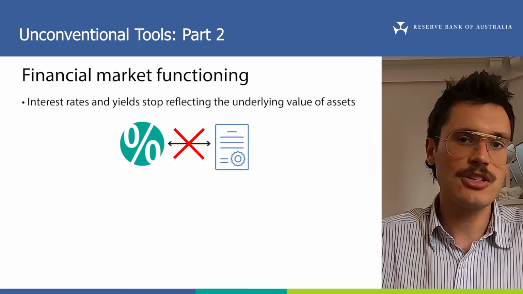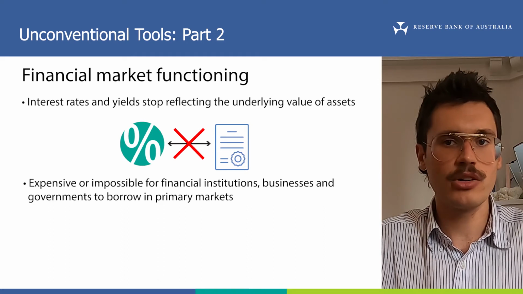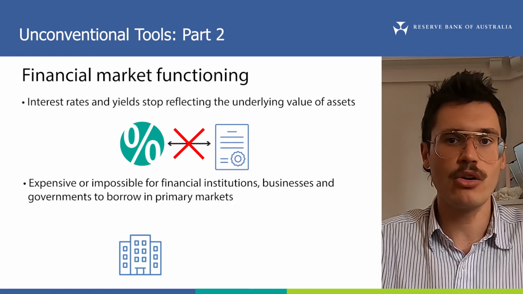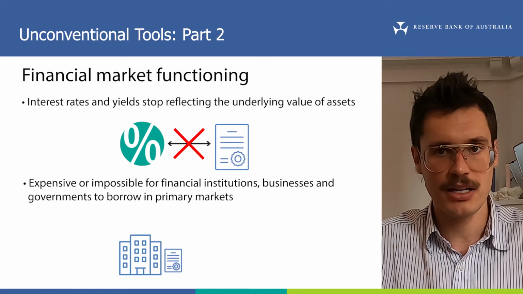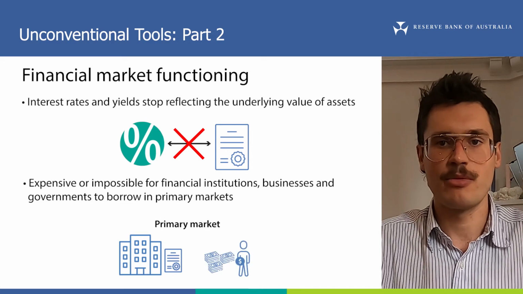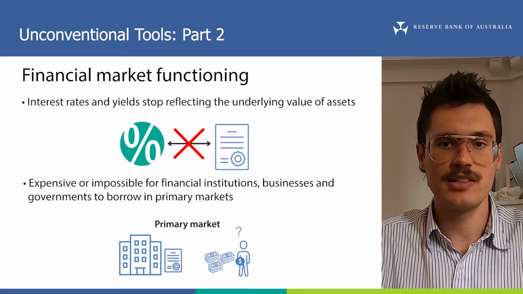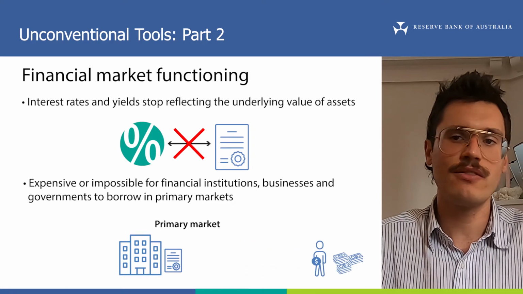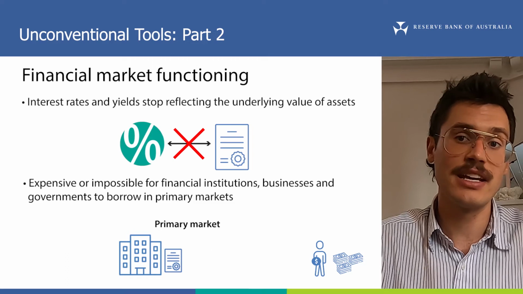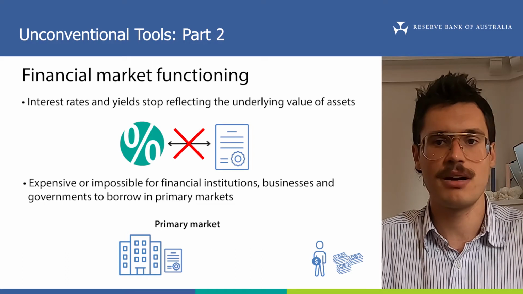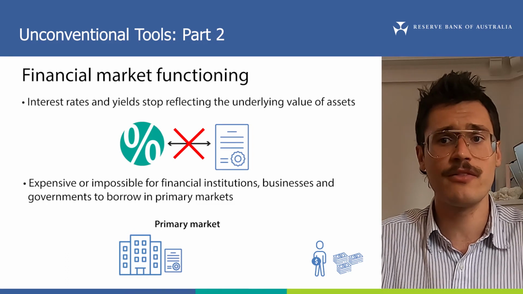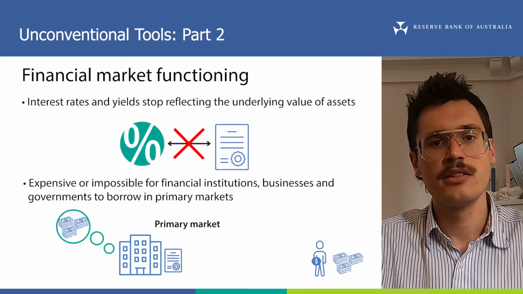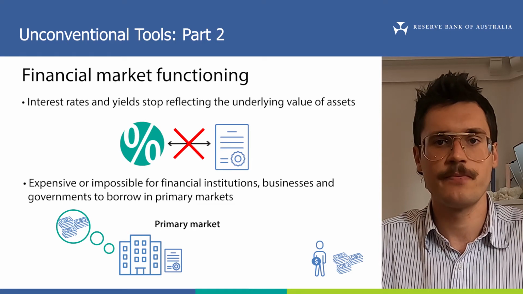The second is it can become extremely expensive or even impossible for financial institutions and businesses, or even governments, to borrow money by creating assets in the primary market. Lenders of money in the primary market will find it very difficult to assess the risk of lending and will prefer to hold on to their cash, especially if they are unsure about whether they can later sell the assets they are buying in the secondary market. This comes at a time when financial institutions and businesses most need to borrow. So what can the RBA do in this situation?